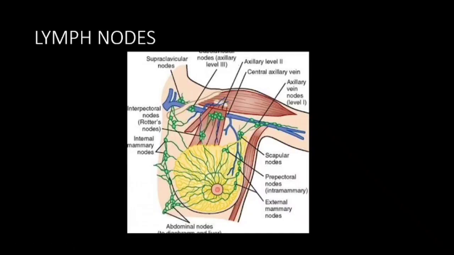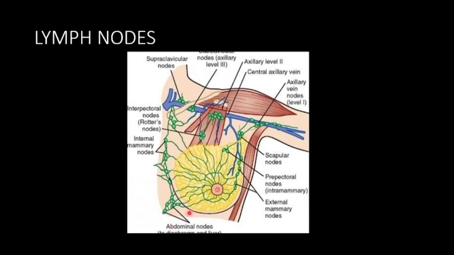Now the lymph nodes. There are internal mammary lymph nodes, also known as parasternal lymph nodes. We have learned about the internal mammary lymph nodes in the breast. These travel along the internal thoracic artery and receive lymphatics from the anterior part of the intercostal space, which includes the superficial and deep lymphatics of the breast.